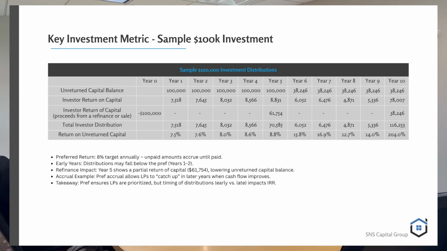preferred return to the limited partners in front of the general partners, which all that says is it's a performance hurdle, meaning for us, the first 8% of yield that comes off of the investment will go exclusively to the limited partners. Then anything over 8% is what we call upside. So that upside will then get split 70-30.